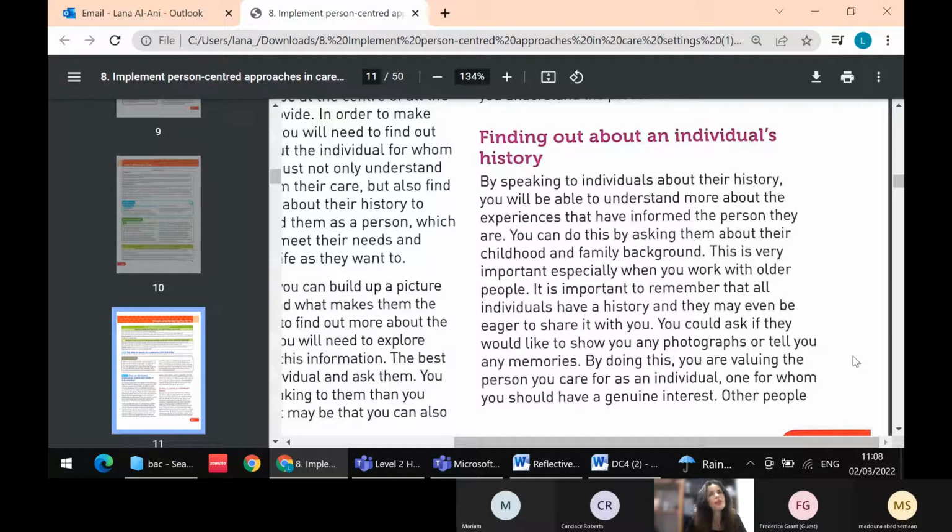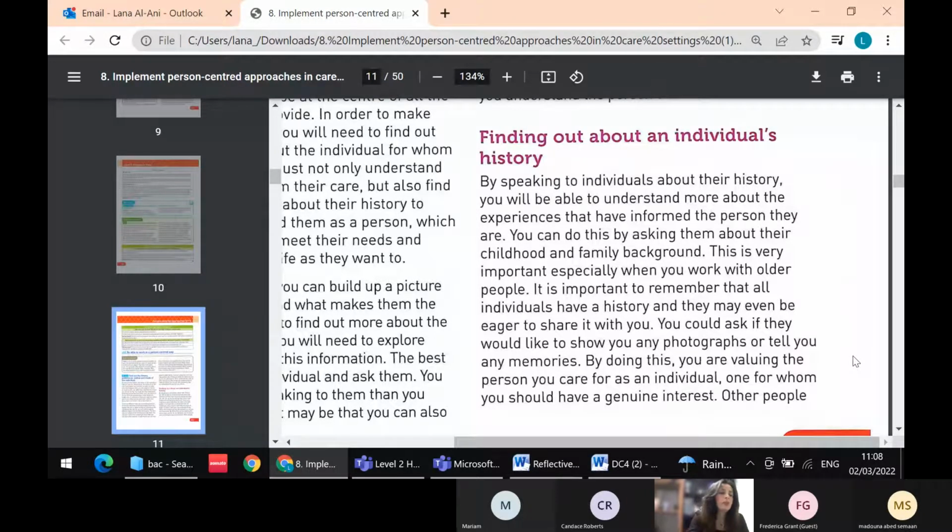Most of them would be eager to share. They would love to share it with the younger generation. So as soon as you ask them, they will be very happy to talk. They will share with you more information about their history, their life background, family background. And by doing this, you are giving value to this person. You value them. You value the care that you provide them.